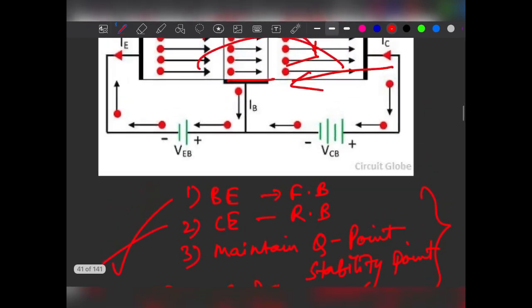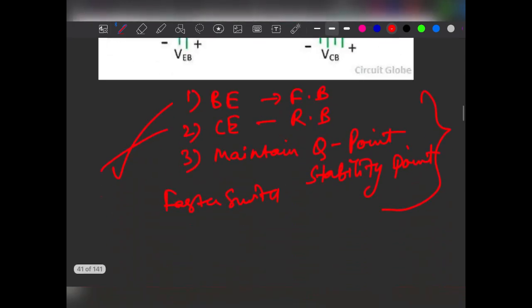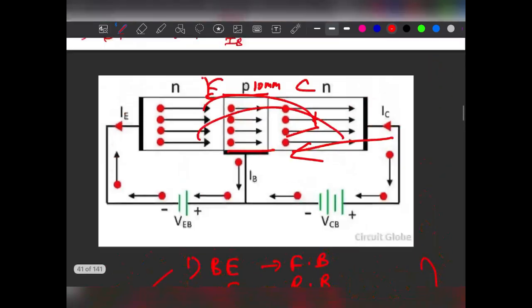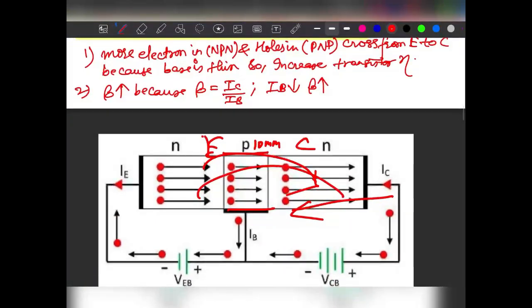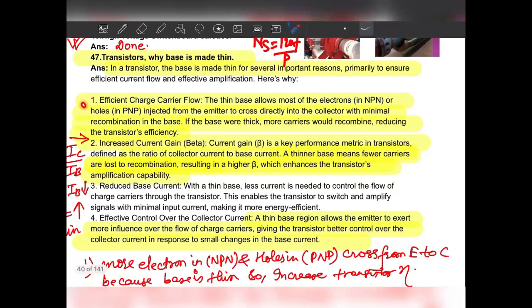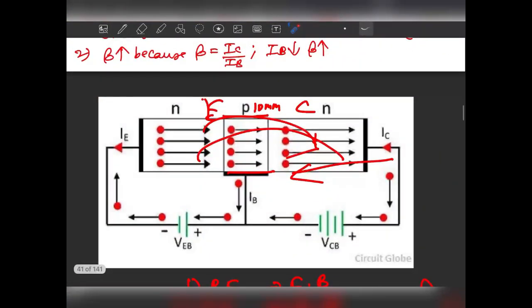It means whenever you give the positive supply, this depletion width will decrease, and after that the electron movement will be fast. Faster switching, electron movement increases, base is reduced. So these are the things that happen if you make the base thin. I'll show you here. A thin base gives efficient charge carrier flow and reduces base current, because the thickness of the base is reduced, so IB will also reduce.